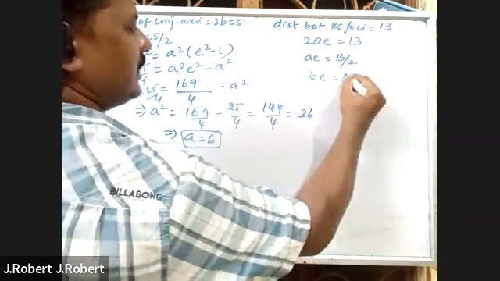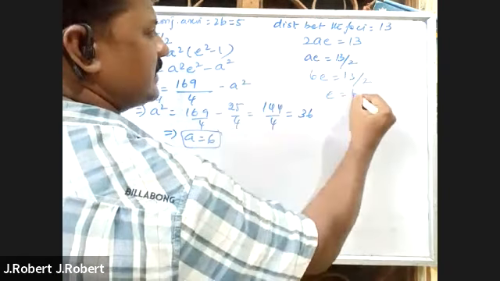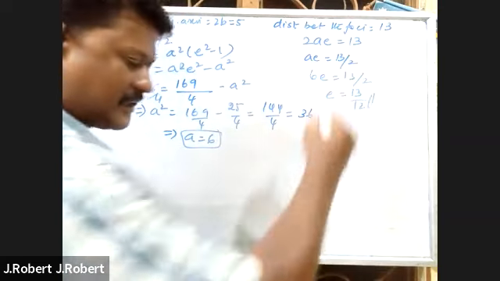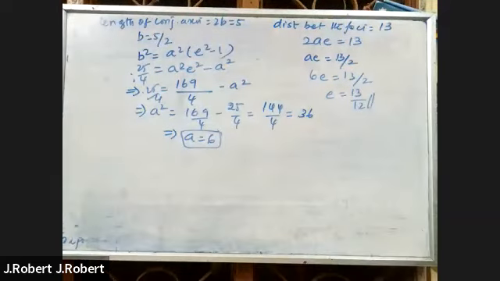6 into e is equal to 13 by 2. e is equal to 13 by 12 is the answer. This is the eccentricity of the hyperbola. Please take down quickly.